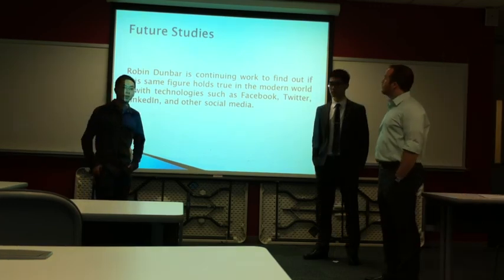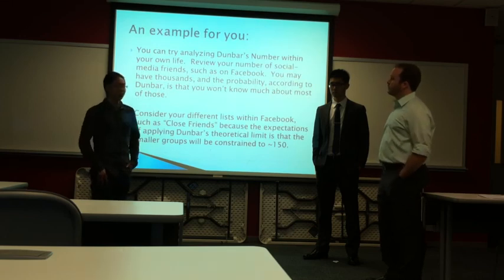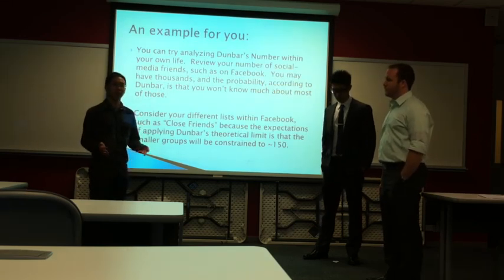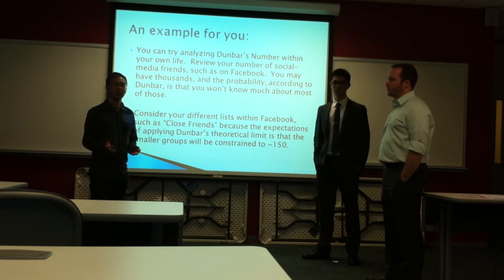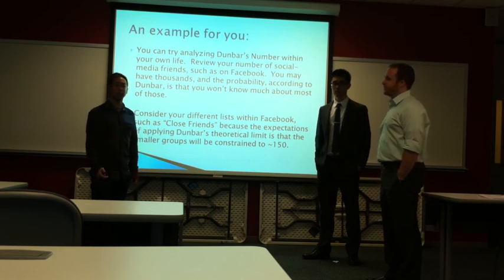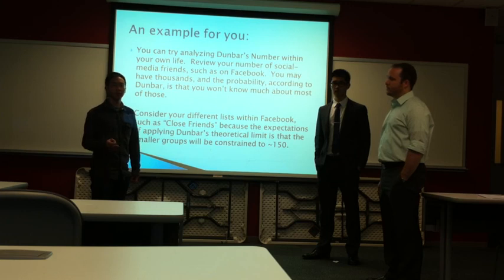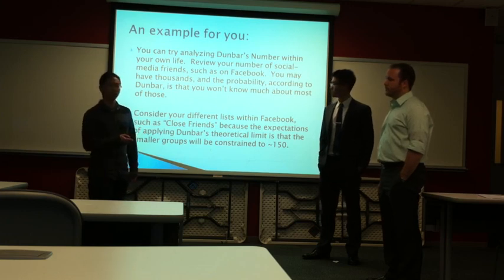As an example, if you go to your Facebook account, if you have one, and take a look at your friends, you'll probably see someone with 1,000 friends on their friends list. But if you take a look at their close friends list, the number of their friends is probably closer to Dunbar's number, which is 150.